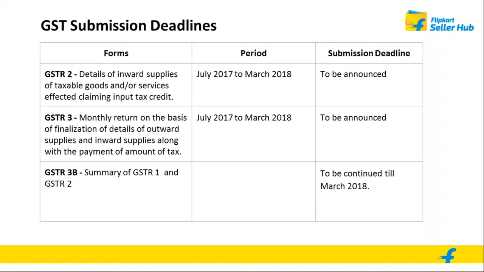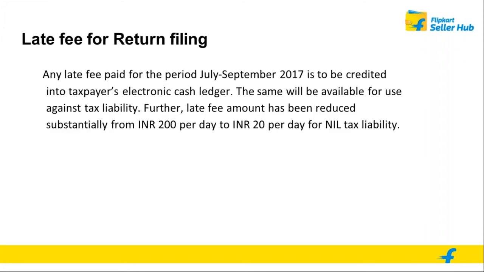Likewise for GSTR 3. GSTR 3 is a monthly return which is a cumulation of outward supplies and inward supplies along with the payment of the amount of tax. Even for this, the period of submission is yet to be announced. We have something called GSTR 3B, which is a summary of the first and the second GSTR. This is going to be continued till March 2018.